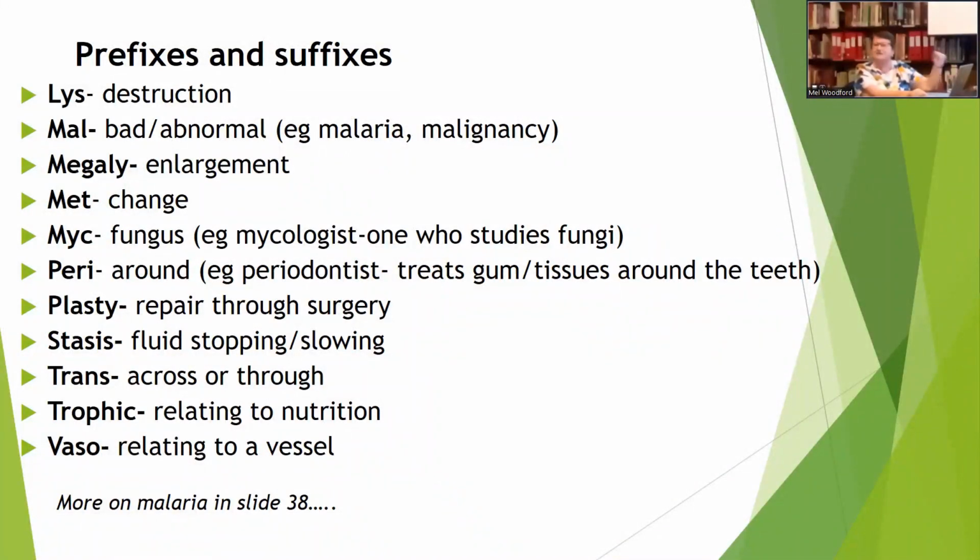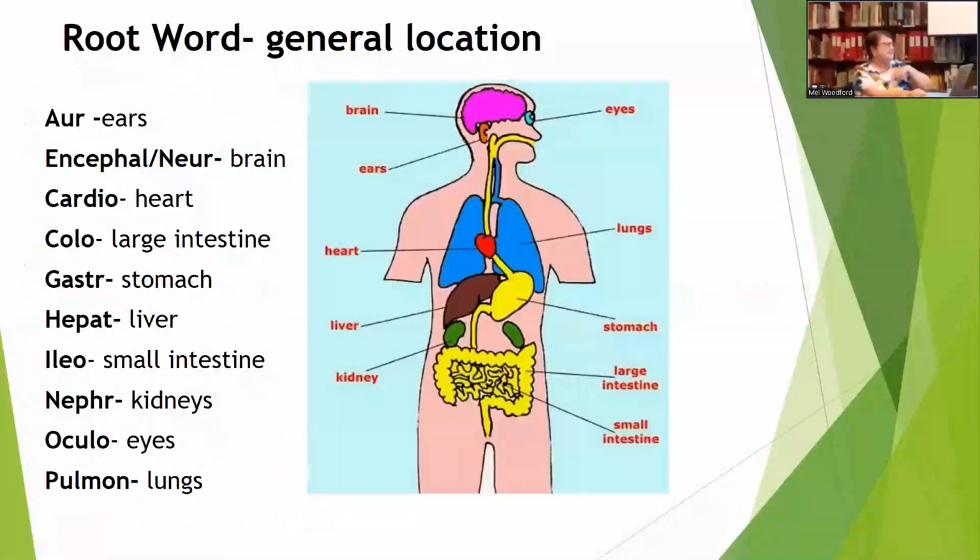Then myc, relating to fungus, so a mycologist is one who studies fungi. And peri, which is around, so the periodontist treats the gum and tissues around the teeth. This is a diagram of a human body, and again some root words that maybe aren't as common. Aur relates to the ears, oculo to the eyes, and pulmon to the lungs. And something like hepatitis causes inflammation of the liver.